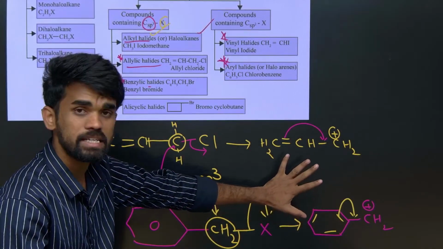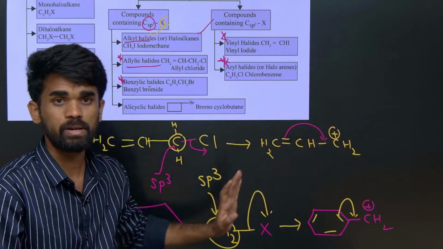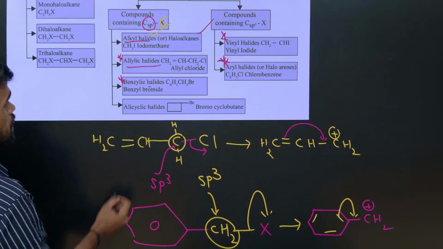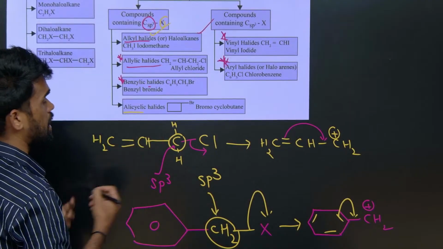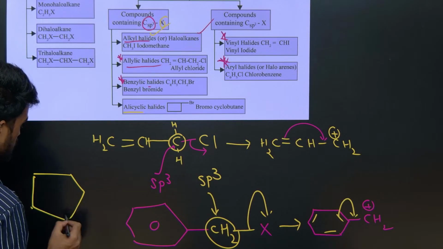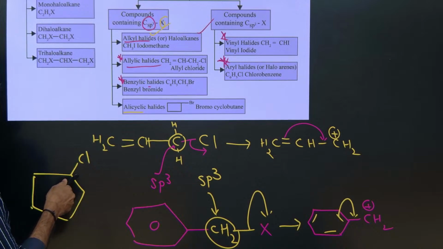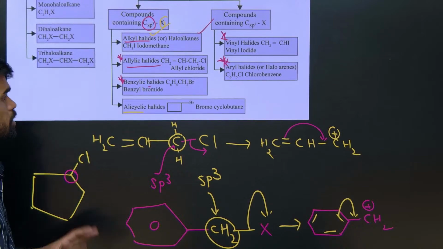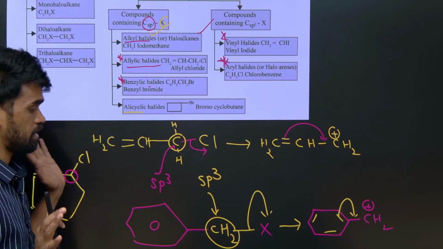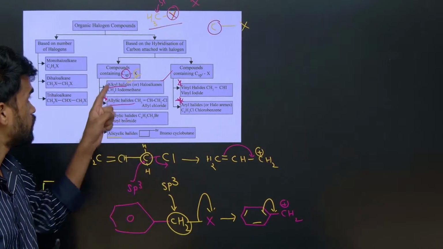So these applications are there in our upcoming slides. We will be seeing them with their previous year questions. Okay, next, alicyclic halides. So generally, if any cyclic ring is there, and on that, if any halogen is attached, so this carbon is sp3 hybridized. That's it, alicyclic halides. So this is a simple classification based on their sp3 hybridization.